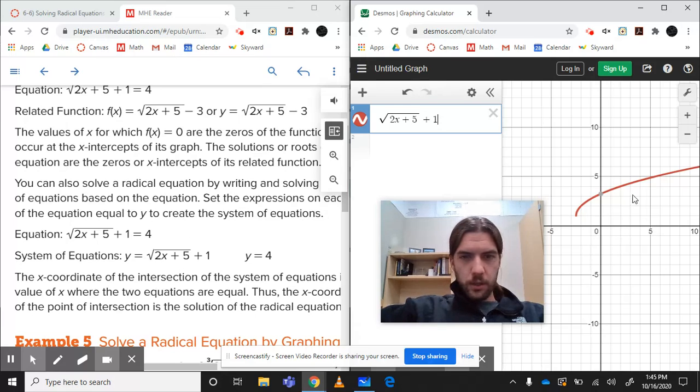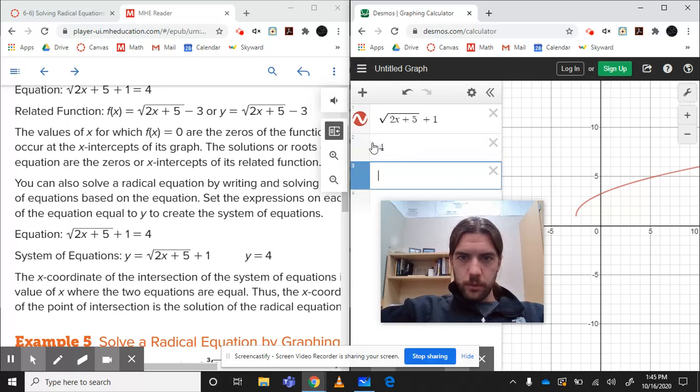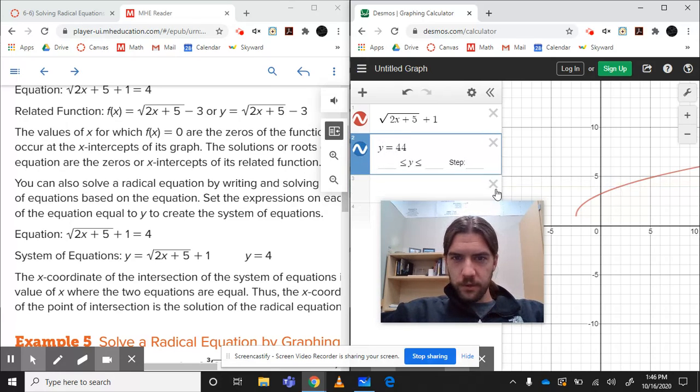Any x value that we put in, the domain is limited because at some point we start getting negative radicands, which we don't want. So the domain's limited to, looks like negative 2.5. And as we put in these different inputs, we get out different outputs. Okay. Now we want to say that equals 4. So I'm just going to type in y equals 4, like they said to do.